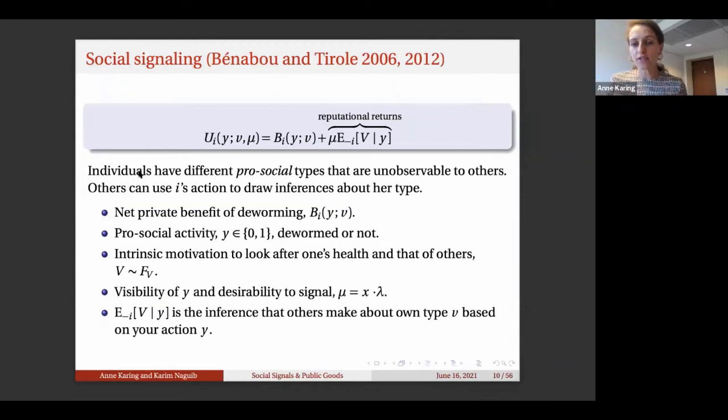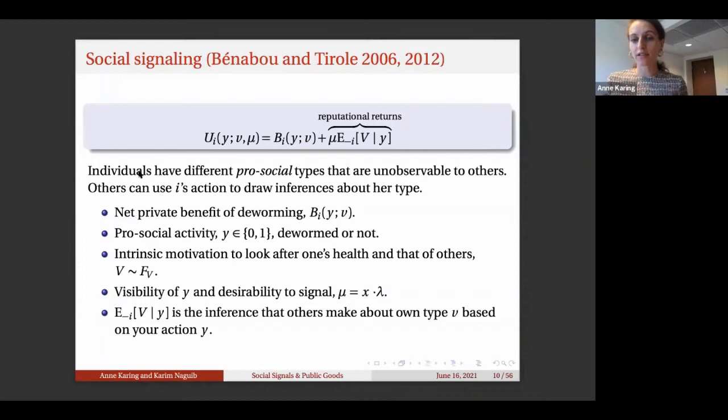Importantly, individual heterogeneity in this model is coming from the term V, which we're thinking about as the intrinsic motivation that individuals have to look after their own health and the health of others. V is an unobservable latent variable, so others do not know your pro-social type, but you know your own pro-social type. Generally, we assume people with a higher pro-social type benefit more in terms of private benefits from taking up this treatment.